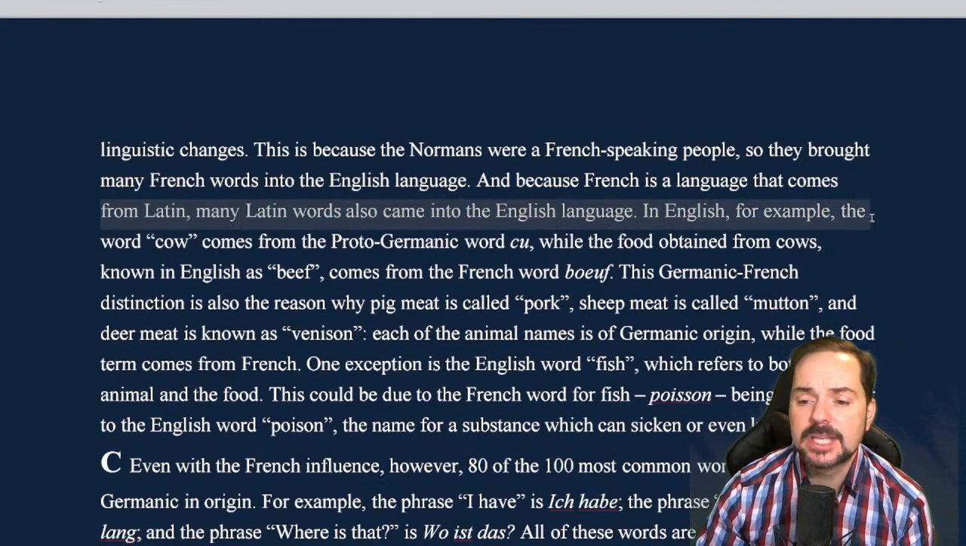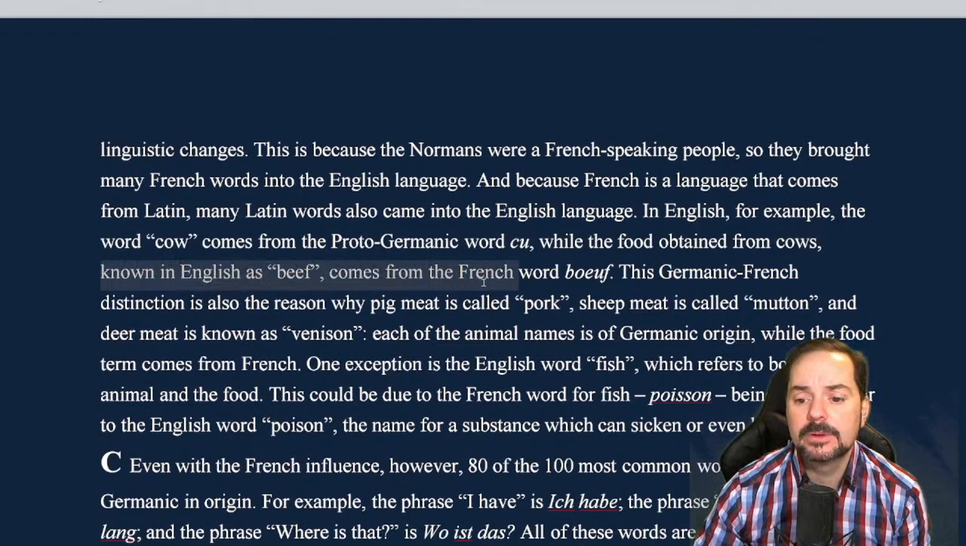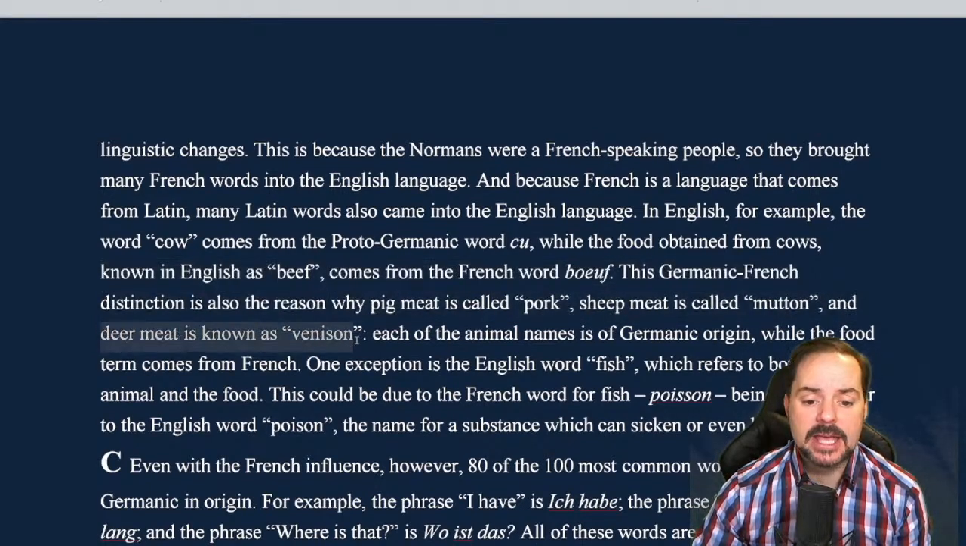In English, for example, the word cow comes from the Proto-Germanic word ku, while the food obtained from cows, known in English as beef, comes from the French word boeuf. This Germanic-French distinction is also the reason why pig meat is called pork, sheep meat is called mutton, and deer meat is known as venison.